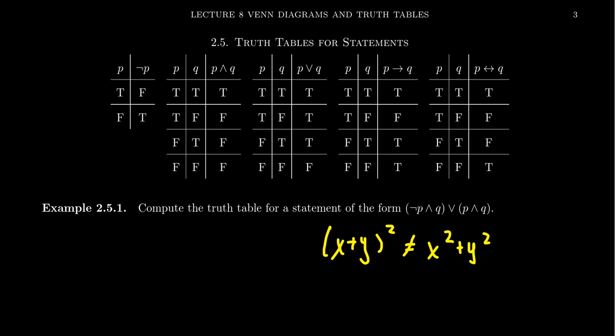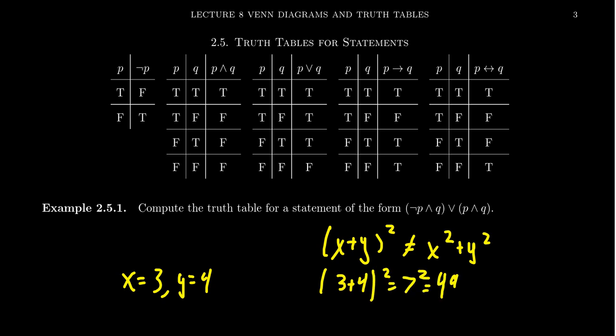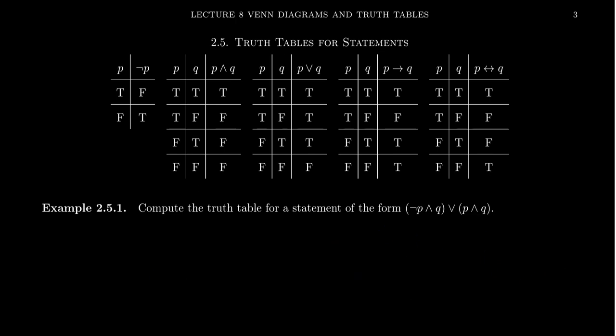Well, it turns out you can pick an instance of these variables. So if you assign x to be 3 and you take y to be 4, just as an example, on the left-hand side, you would end up with 3 plus 4 squared. That would be 7 squared, which is 49. That is not the same thing as taking 3 squared plus 4 squared, which would give us 9 plus 16, which is equal to 25. 25 and 49 are not the same number. And so this is evidence that those two algebraic expressions are not equal to each other.